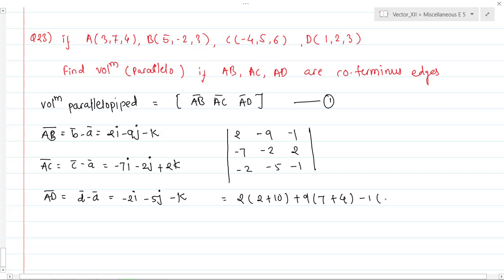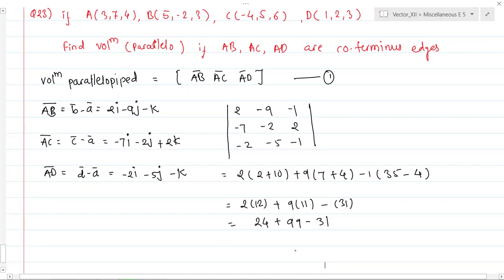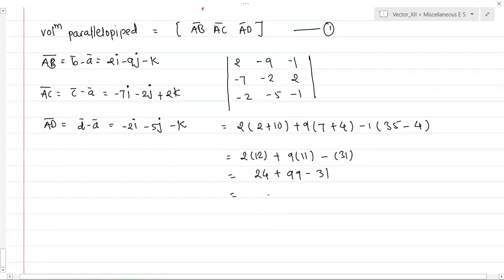and minus 1 into the bracket (35 minus 4). Is this okay? So it's minus minus plus 35, and one more minus is minus 4. So this is 2 into 12 plus 9 into 11 and minus 31. So this is equal to 24 plus 99 minus 31.